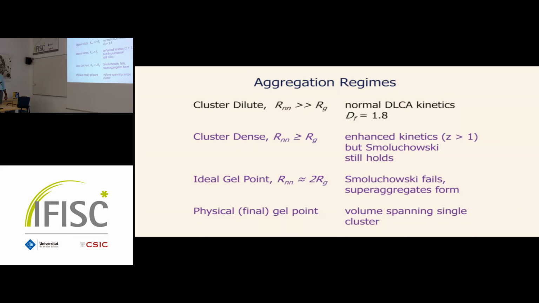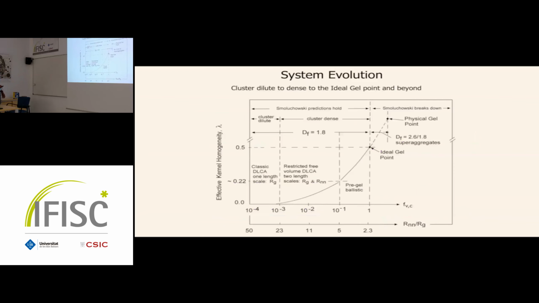This is our model calculation. Aggregation happens beyond that, and then the single cluster will span the whole system. And in that length scale, you will find a percolation type fractal dimension. So all these things are written here. Volume fraction 10 to the negative 4 to 3, and then it goes to the classical DLCA, then restricted free volume, where RNN becomes important, then pre-gel, ballistic, and then finally physical gel. And Smoluchowski's mean field description works here, and it breaks down. So this graph gives you a physical picture of what I just talked about.